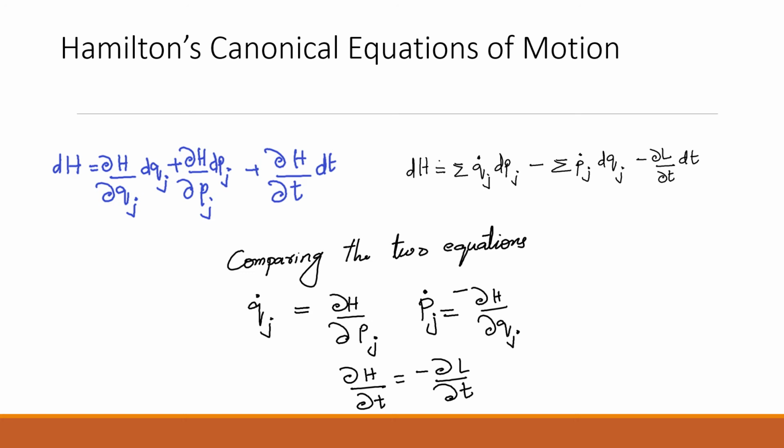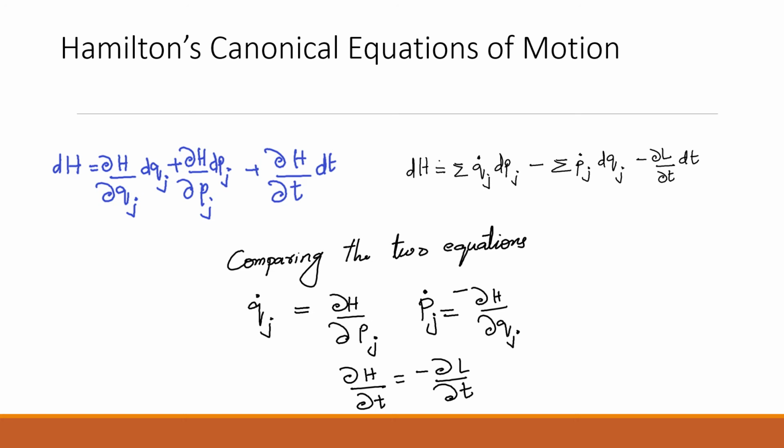dqj is here and here also dqj. So that means −pj dot is equal to ∂H/∂qj. It was minus pj dot, that's equal to ∂H/∂qj. So pj dot is equal to −∂H/∂qj.